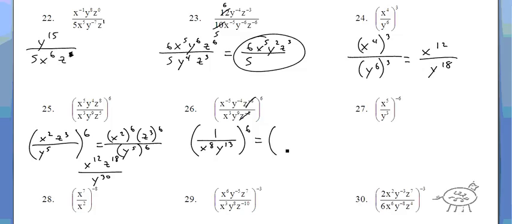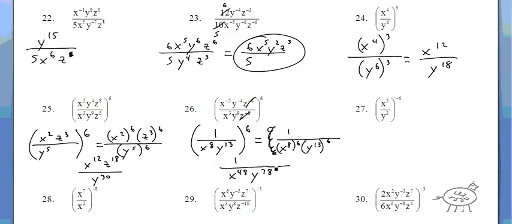So it's going to be, actually I don't need this parenthesis anymore. It's going to be 1 over x to the 8th, and then that's the 6th power, and y to the 13th, and that's to the 6th power. So it's going to be 1 over x to the 48, y to the 78th power. Okay, that's not too bad.